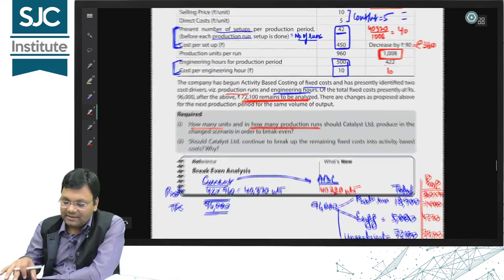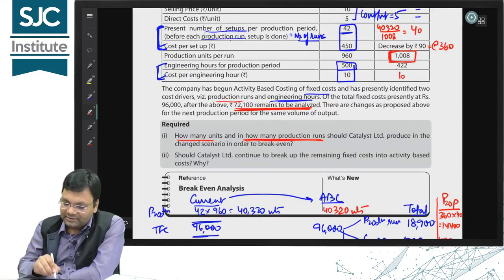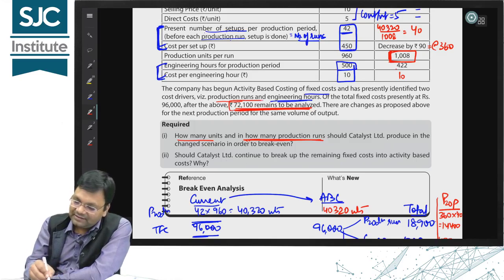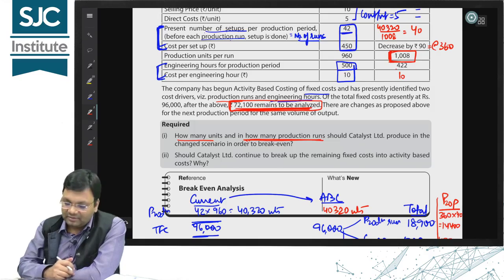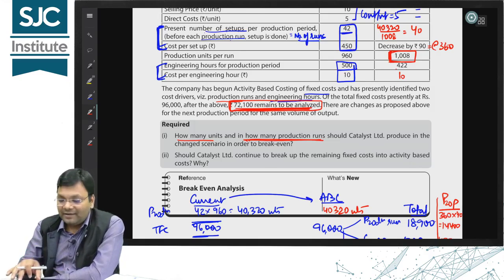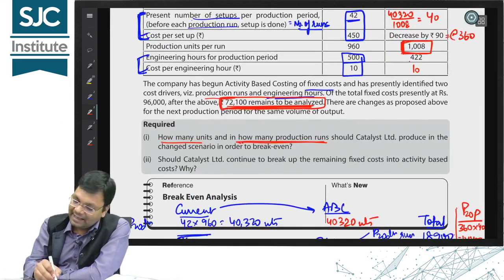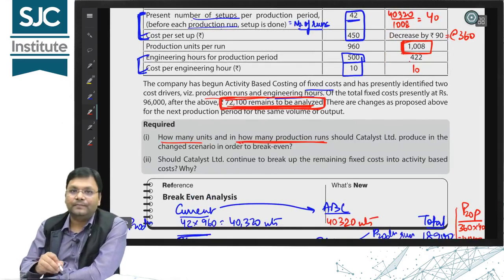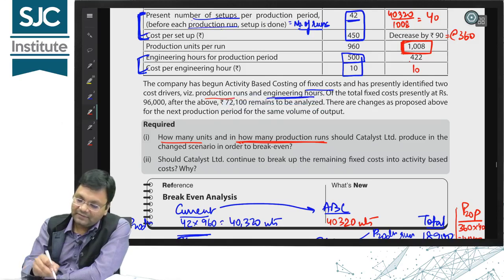First part is done, and the second part is the question here: should Catalyst Limited continue to break up the remaining fixed cost into activity based cost? So they are asking whether this 72,100 should be further broken into activity based cost. The answer is to be written, and why. But here they have not said that this has a major part as depreciation. So how will you write the answer for this?